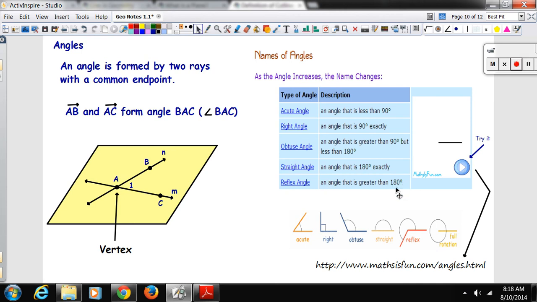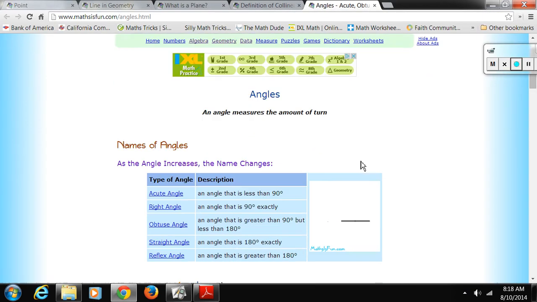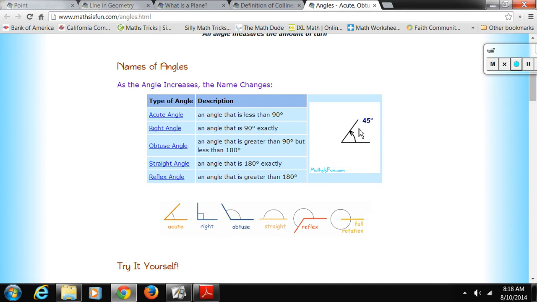So if it's bigger than a straight line, like you can see down here, we call it a reflex angle. It's more than 180 degrees. A full rotation, of course, is 360. So look at this little picture right here. This kind of shows you exactly. Got 15, 45, 60, and 90 shows you it's a right angle. And then as you get bigger and bigger, it comes down to 180, which is exactly a straight angle. And all these are reflex angles down here, and then you get a full rotation.